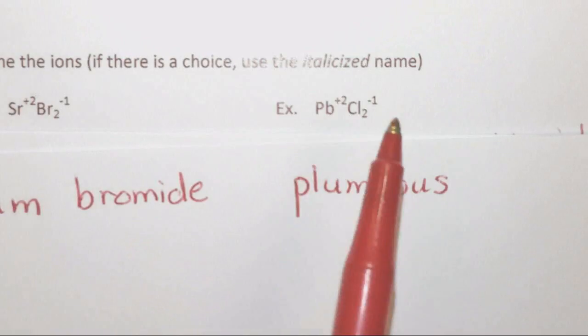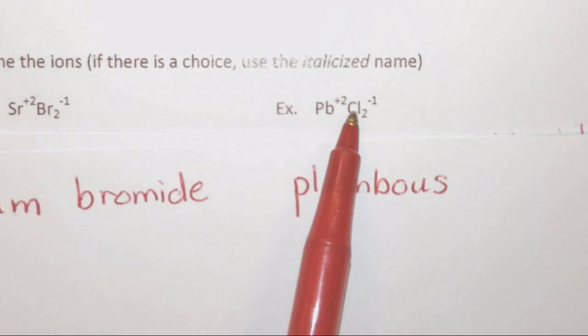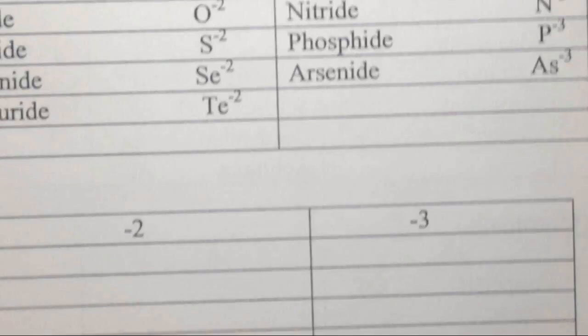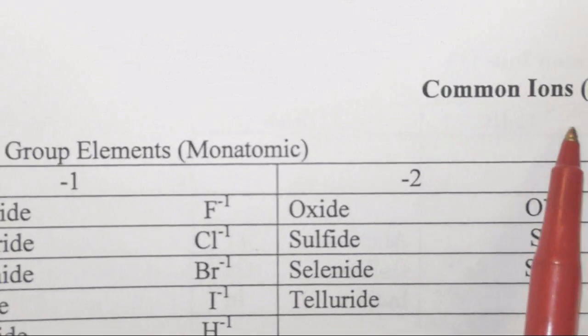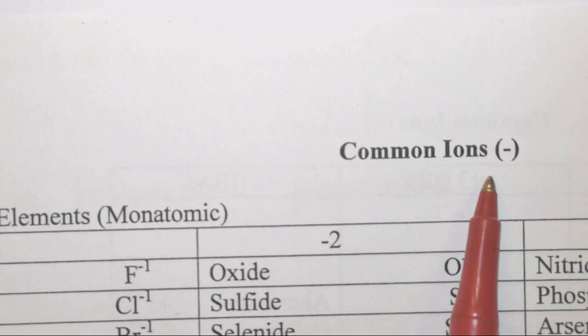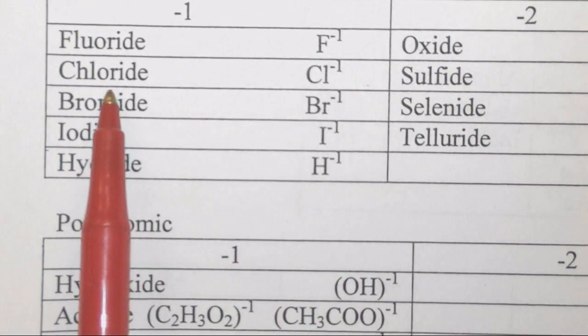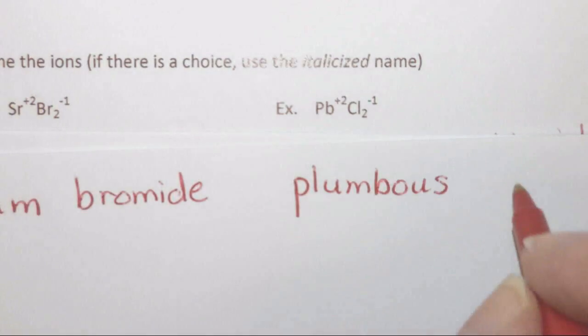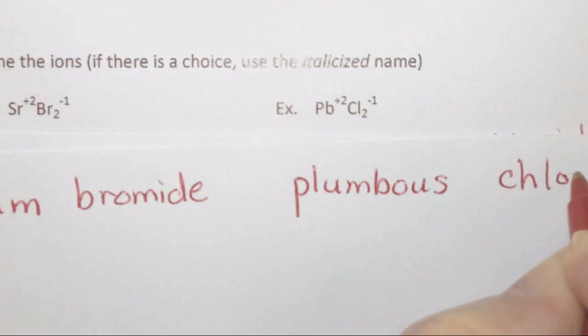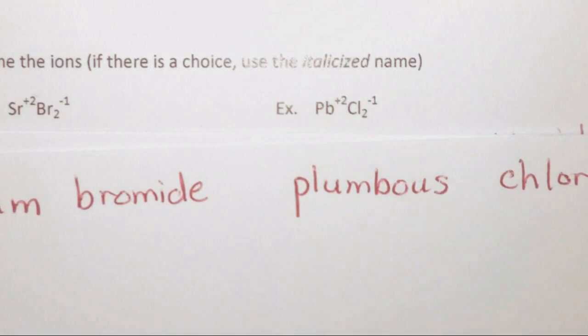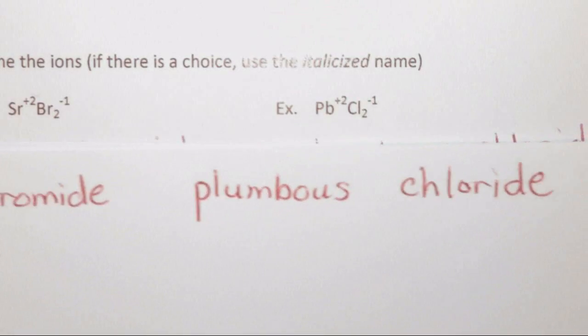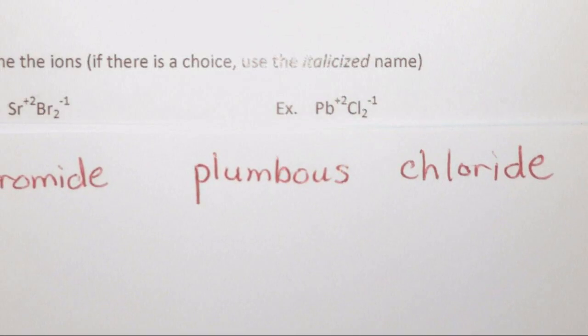Then I find the anion, and I'm on the negative side. Find the Cl -1, and it is called chloride. So plumbous chloride for that one. Any questions about that?